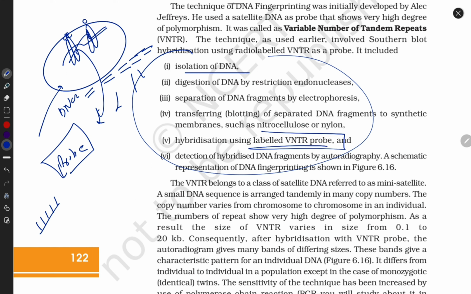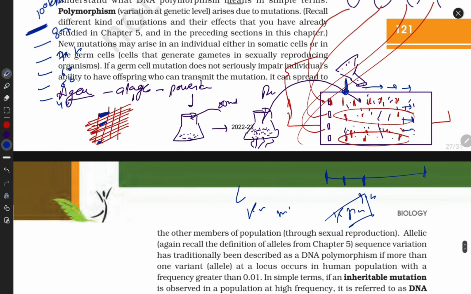We label the probe, the VNTR probe, with fluorescence, so when this DNA is run, it sparks here and we can visualize it properly. We can also label with ETBR. In the laboratory ETBR is present, so we get a band, but this band is not visible. We take this gel into UV spectrophotometry, which is harmful, so we can visualize these bands.